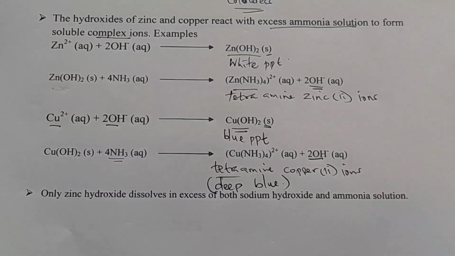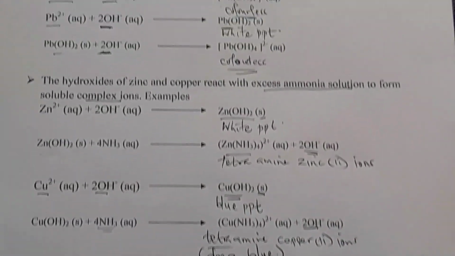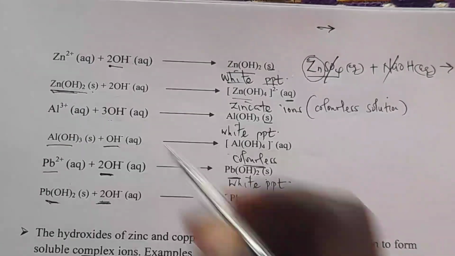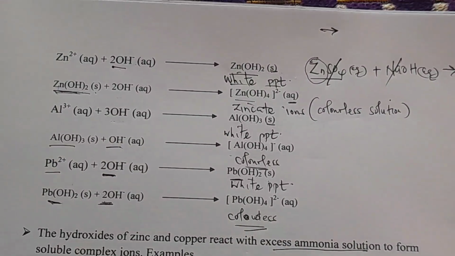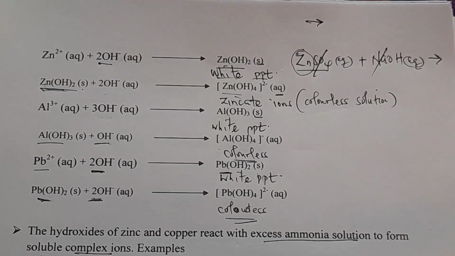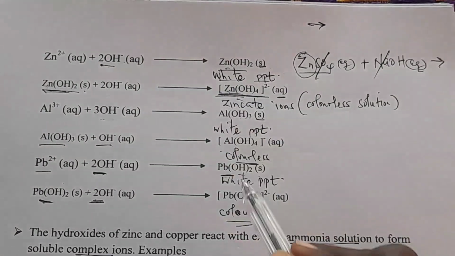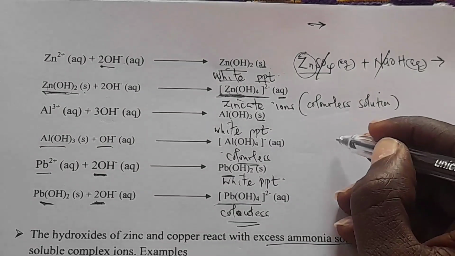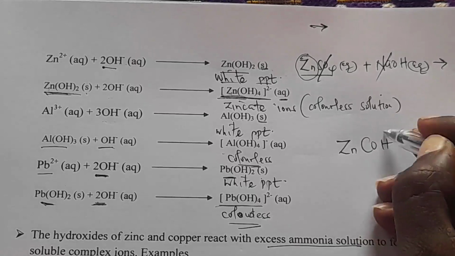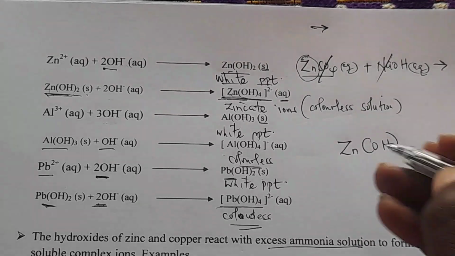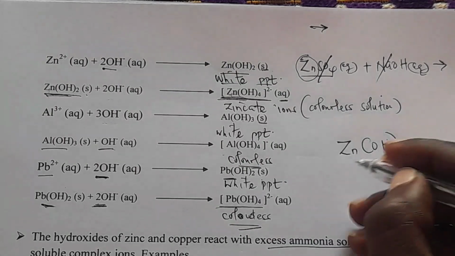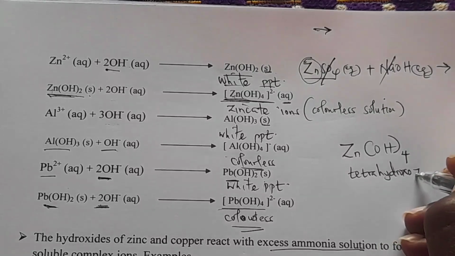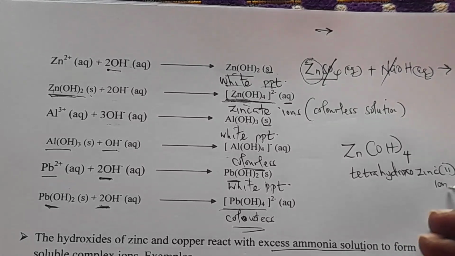So during the exam, how are you going to know how to write this complex ion? For example, you are supposed to know the one for lead and also zinc; they are the same, because zinc and lead have the same valency, which is 2. So they are going to have the same formula. How are you going to know if your complex ion is correct or not? It is written something like this. Instead of saying zincate ion, you can say tetrahydroxo zinc 2 ion.